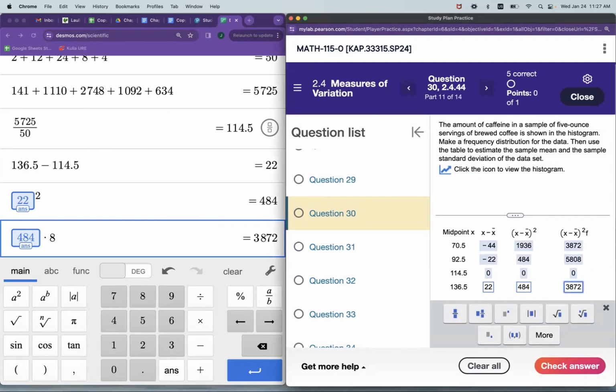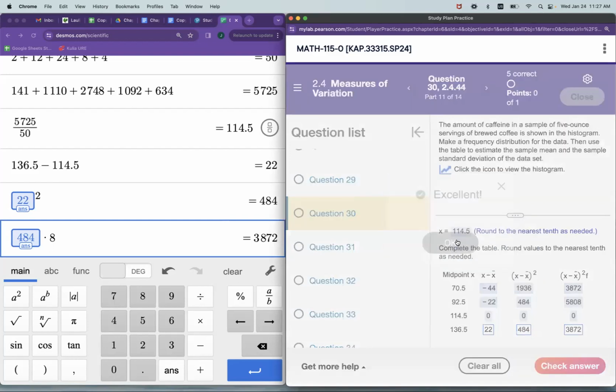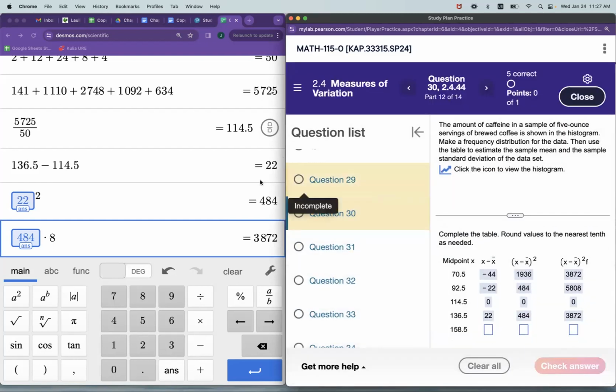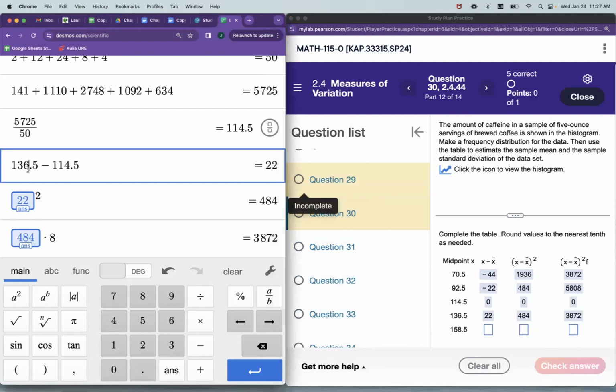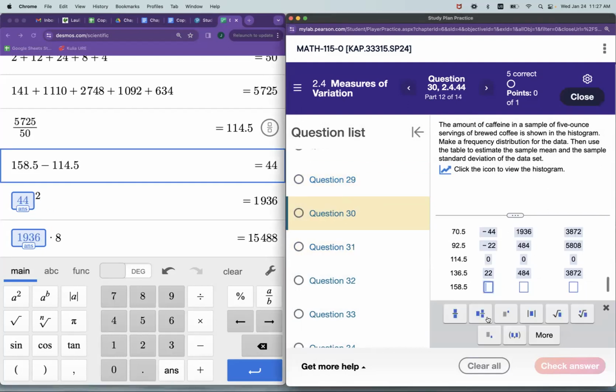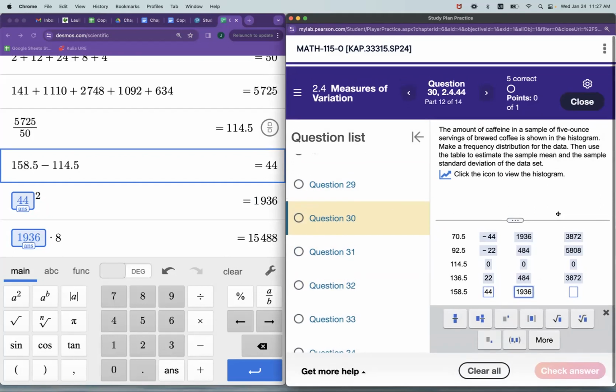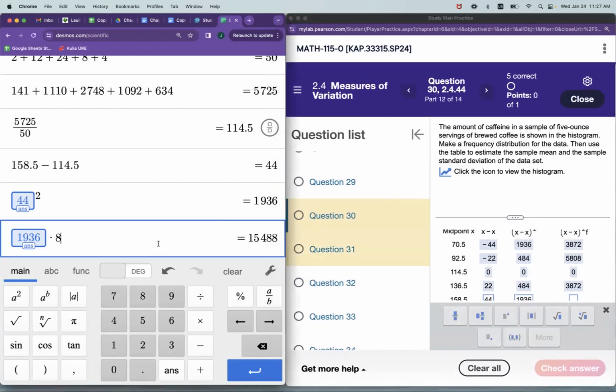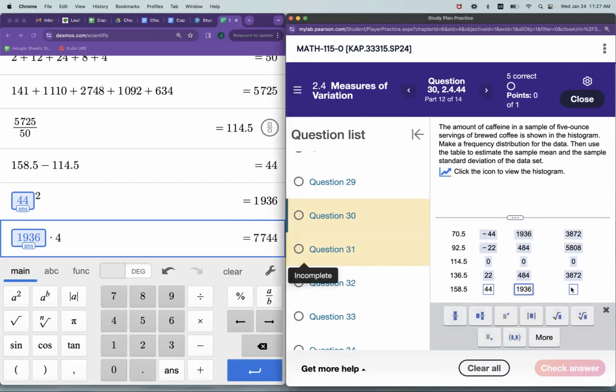5872. Okay, 158.5 is the last one, so it changes to 158.5. And oh yeah, so that must have been purposeful. 44 is the gap now. When I square it, I get again 1936, but the frequency was 4 this time. So the 4 is going to give me a 7744.